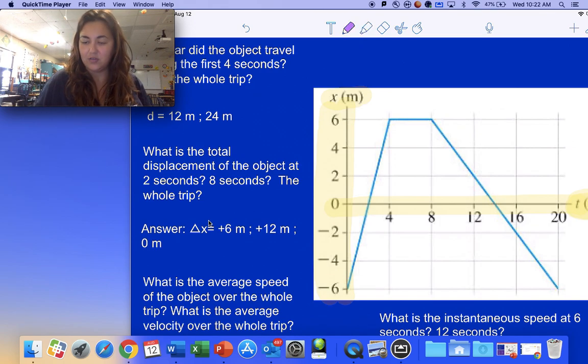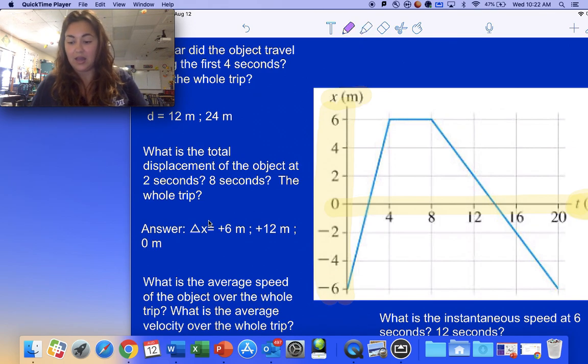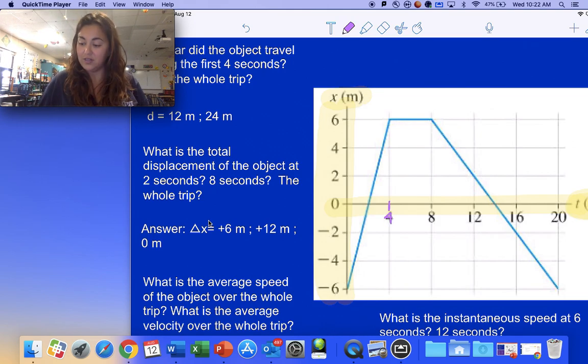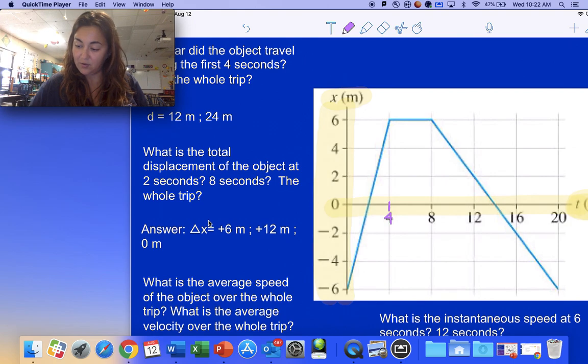Great. So this first example question asks, I know I'm blocking it a little bit, but I'll read it to you. How far did the object travel during the first 4 seconds of travel? So 4 is right there, and if I follow the time all the way up here, this is where the line is, which is where the object is. So how far did the person travel during the first 4 seconds?